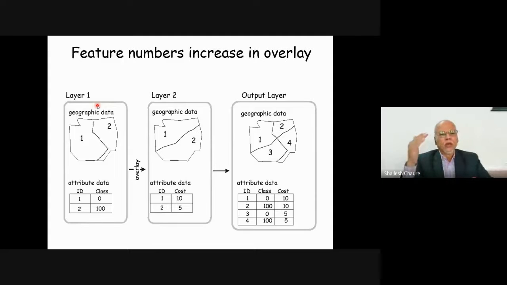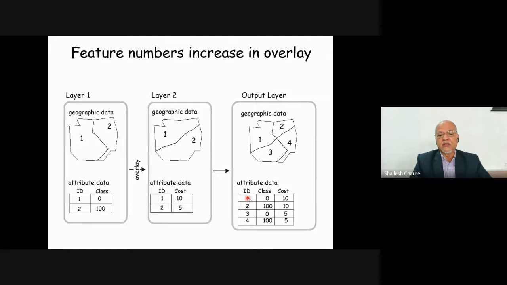So whenever we do the overlay operation in vector, what will happen? The number of features will increase. So layer 1 is having 2 features. Layer 2 is having 2 features. Of course, these 2 features are different. But when we combine it, when we overlay, what will happen? You see, there will be 4 features. In the attribute table, you are saving 2 rows. Here you are seeing 2 rows. But here you will see 4 rows.